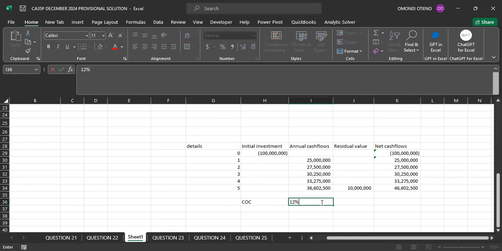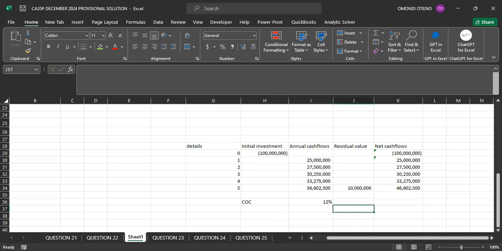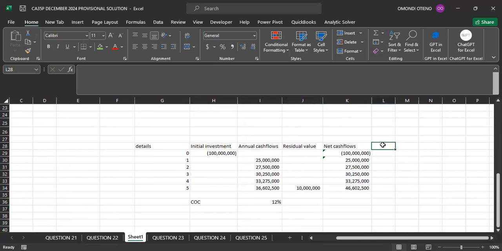Cost of capital is 12%. So we have two ways of doing this, which somebody will apply. Whatever you are doing when you are doing the other papers, you are coming up with the present value interest factor, and then you get the present values, and then you summarize with the summation. We are going to calculate now our net present value using these two formulas.